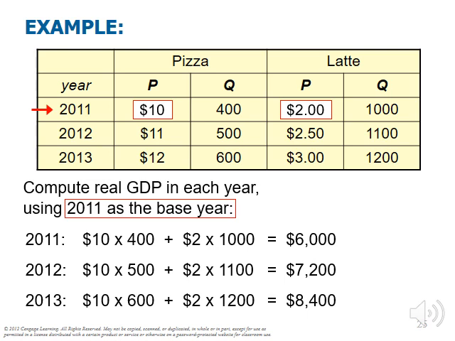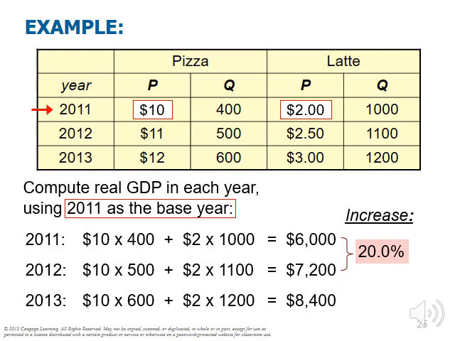In 2012, we use 2011 base year prices of $10, multiplied by the quantity of pizza, 500 units, add that to the base year price for lattes of $2, multiplied by the quantity of latte production, 1,100 units, and we arrive at a real GDP calculation of 7,200. This number is lower than our nominal GDP. How come? Because we're not including upward trends in inflationary data in our calculation.